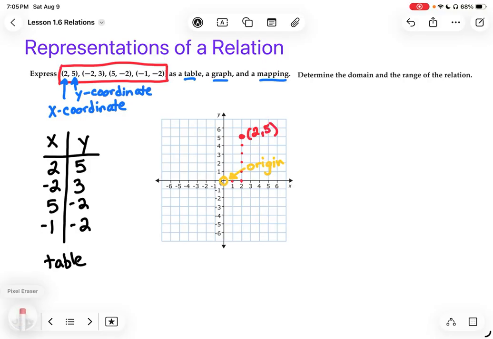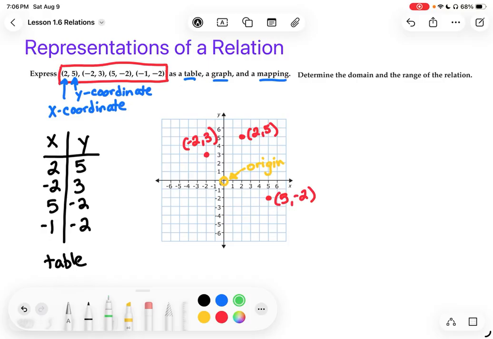Then I'm going to go ahead and erase these marks that I made right there. There's 2, 5. Great. Okay, so then we do negative 2, 3 for our next one. So back to negative 2 on the x-axis, 3 on the y-axis, and there is negative 2, 3, like so. Perfect. Okay, 5, negative 2 is going to be over here. If you forgot your quadrants, this is actually in the fourth quadrant. Let's go ahead and label those just for a refresher.